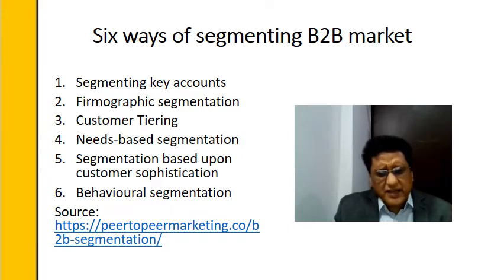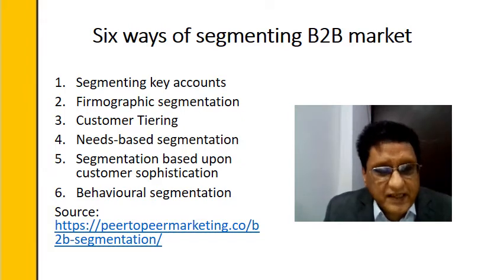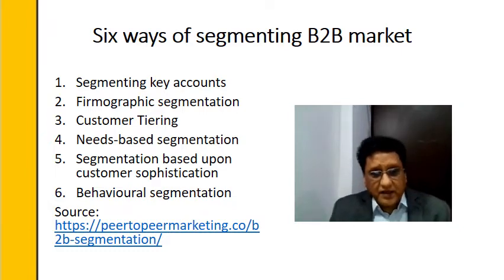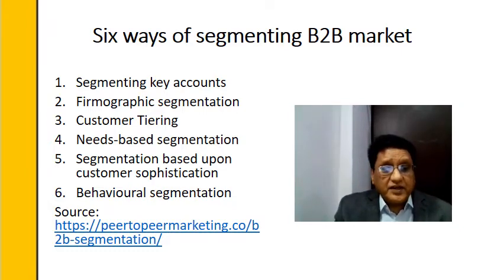Then customer tiering is another way of segmentation. There is need-based segmentation. There is segmentation based upon customer sophistication. And finally, there is behavioral segmentation. Once again, key account segmentation, firmographic segmentation, customer tiering, need-based segmentation, segmentation based upon customer sophistication, and behavioral segmentation. I will explain each one of them in greater detail in the subsequent slides.